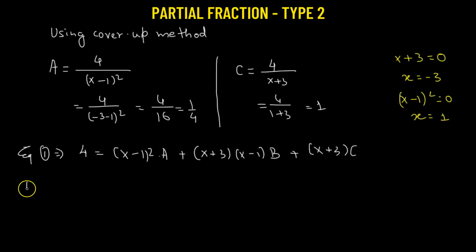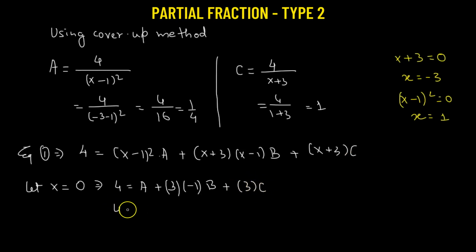So let's do one thing. Since this is an identity in x, if we consider x to be equal to 0, then this entire equation will become 4 equals, we have 0 minus 1 squared, which means positive 1, times a, plus we have 0 plus 3, so that's 3, times negative 1, so 3 multiplied by negative 1 times b, and the third term will become 0 plus 3, so that's 3 times c. We have 4 equals a minus 3b plus 3c.